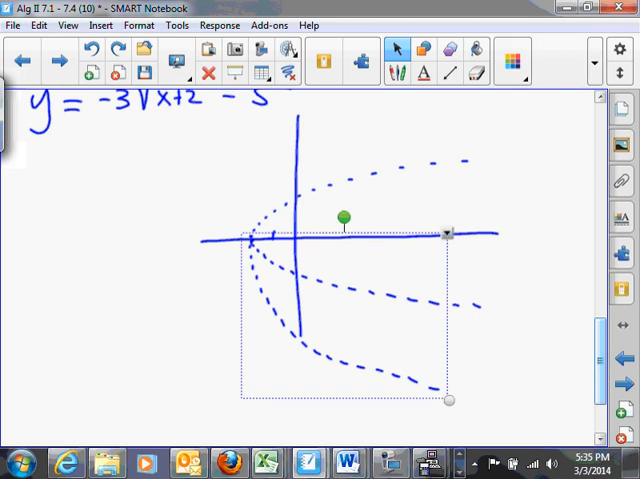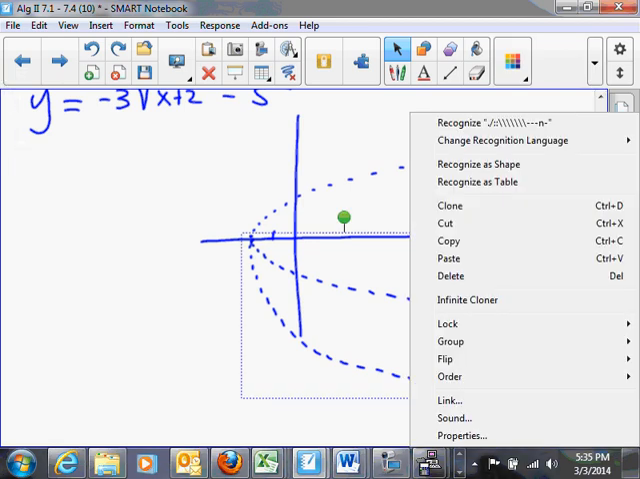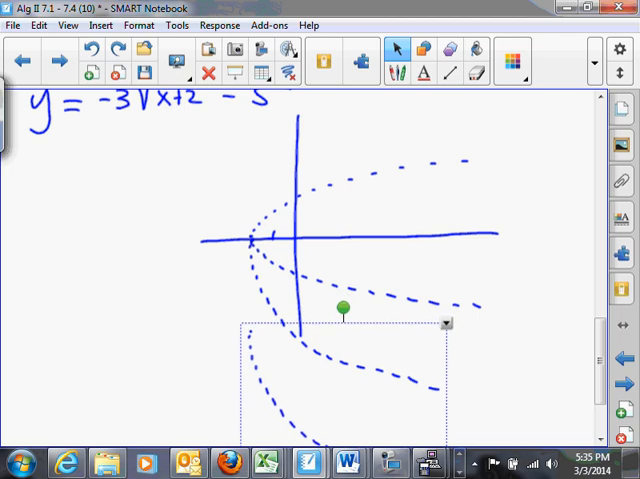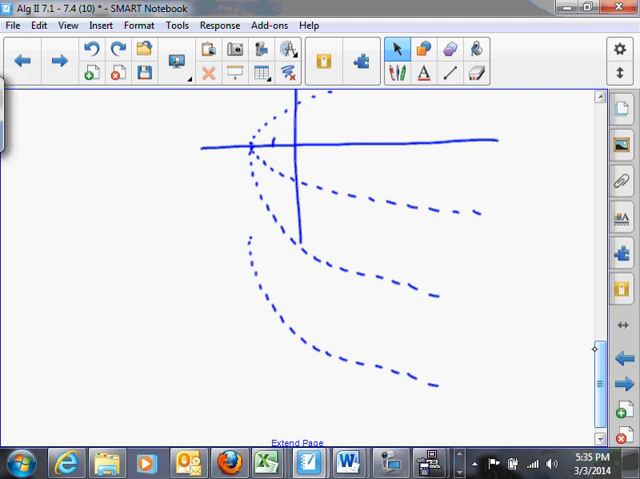Let's see, can I get this one? Would shift this whole thing down 5 units. And so this would end up being the final placement of the graph.